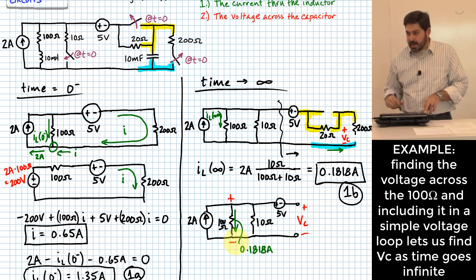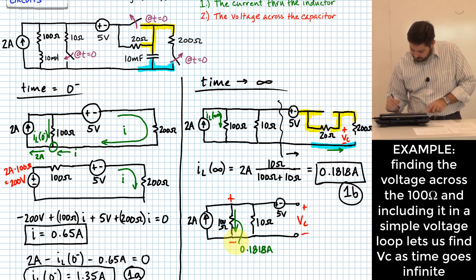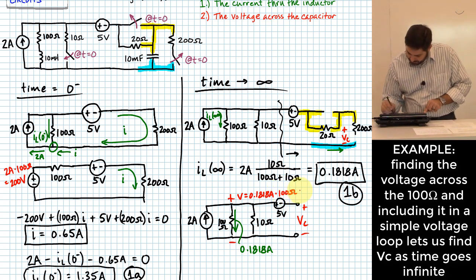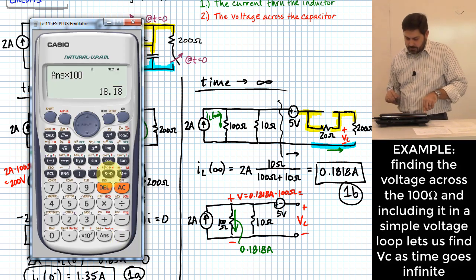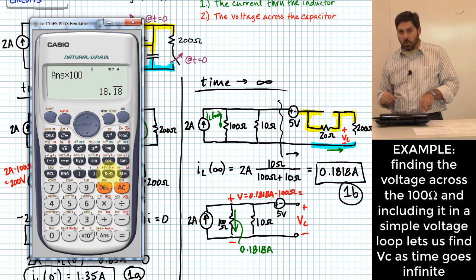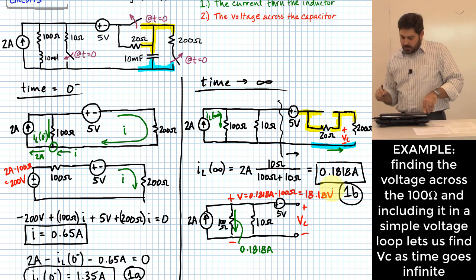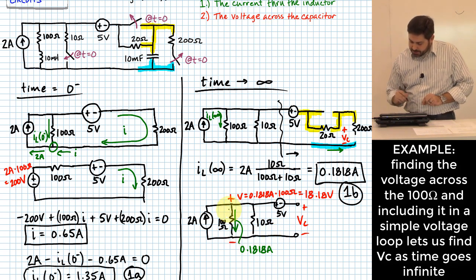Okay, it's just going to be that current times the resistance, right? So that voltage is going to be equal to 0.1818 amps times 100 ohms, right? And what's that going to be? 18.18 volts. Okay, that's the voltage from the bottom terminal down there up to the top terminal.